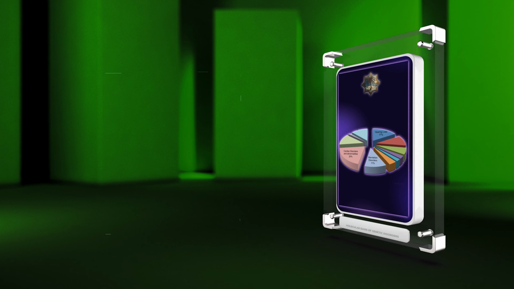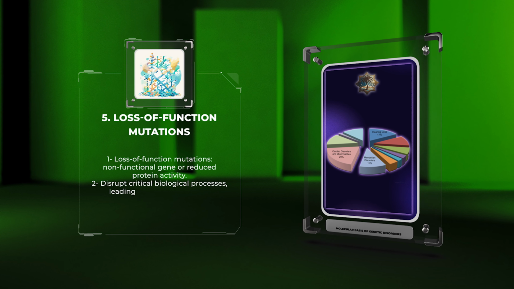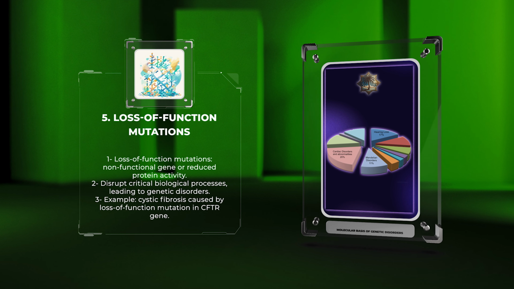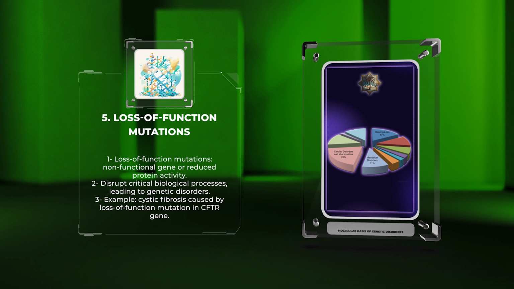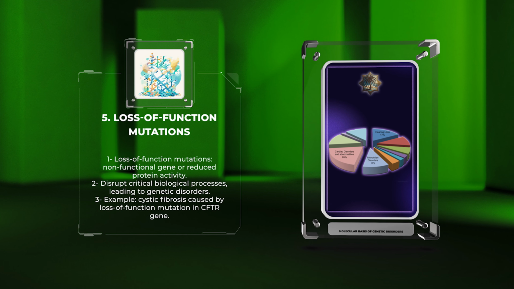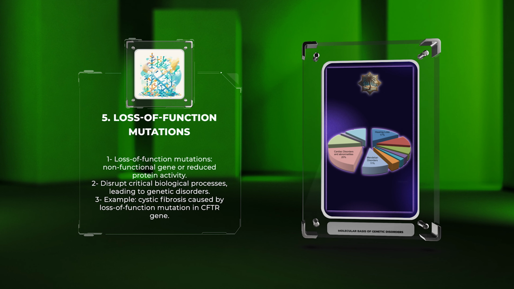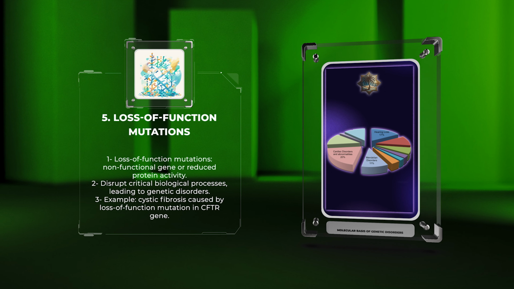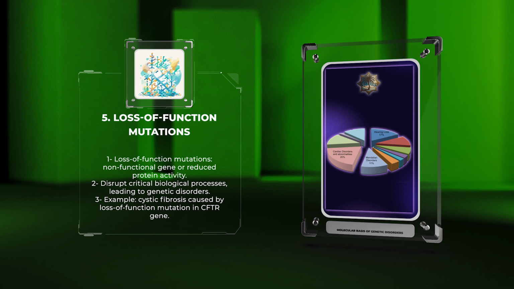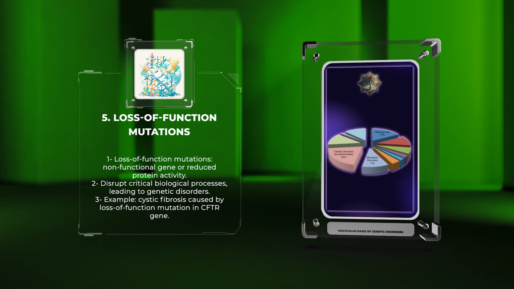Loss of function mutations occur when a gene becomes non-functional or produces a protein with reduced activity. These mutations can disrupt critical biological processes and lead to genetic disorders. For instance, cystic fibrosis is caused by a loss of function mutation in the CFTR gene, resulting in defective chloride ion transport across cell membranes.